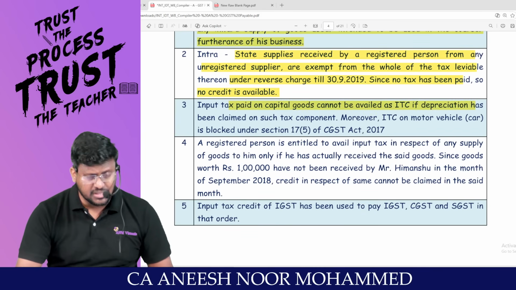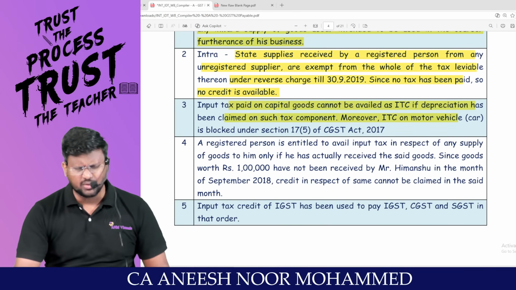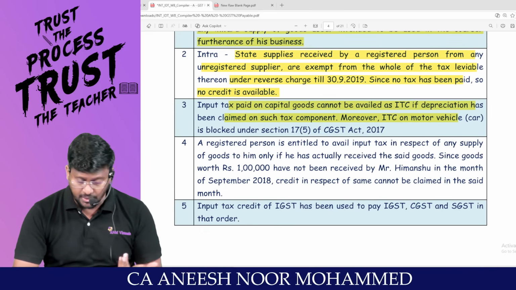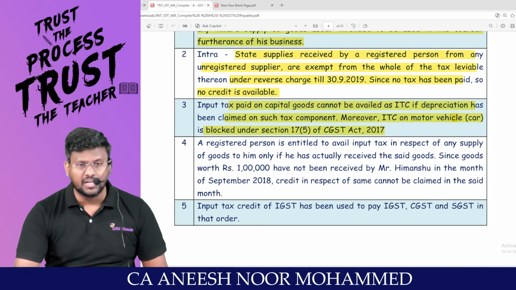ITC on capital goods cannot be availed if depreciation has been claimed on the tax component. There is one point: if depreciation is claimed on the tax component, then there is no ITC. ITC on motor vehicle is blocked under Section 17(5).